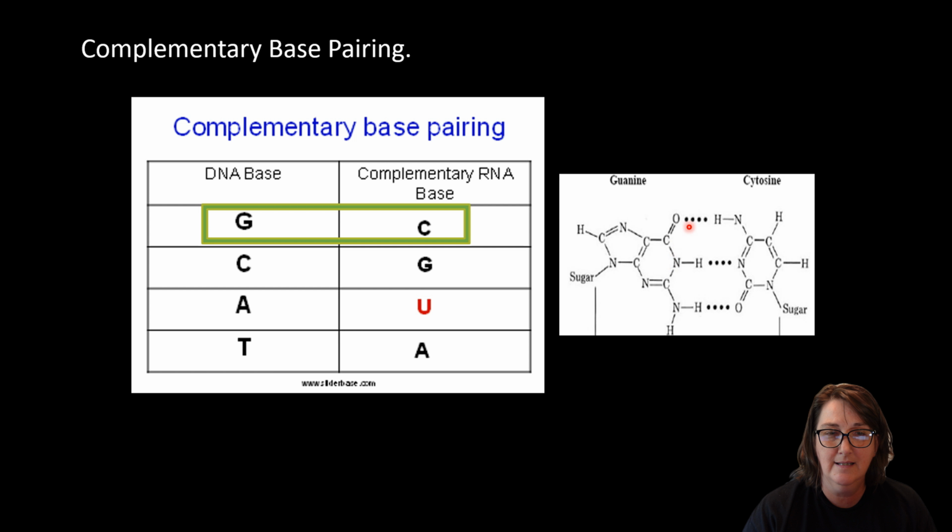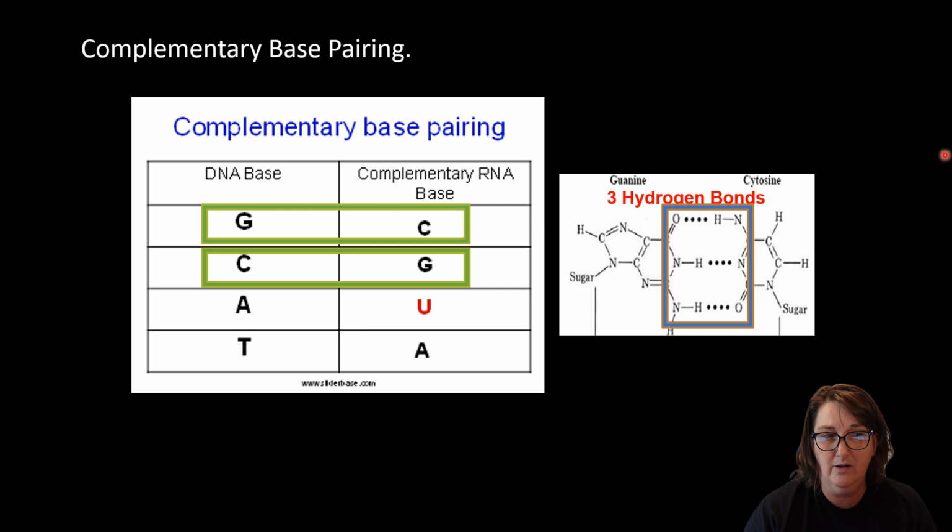When I look at these, I can see here I have G to C. See these little dots? Do you remember what those little dots mean? Those mean that I have a hydrogen bond. So those hydrogen bonds are going to be there. So between guanine and cytosine, which is G's and C's, I'm going to have 3 hydrogen bonds. 1, 2, 3. So there's 3 hydrogen bonds between guanine and cytosine. If I look at my next one, I have cytosine and guanine. This will also have 3 hydrogen bonds. It's going to be the same.